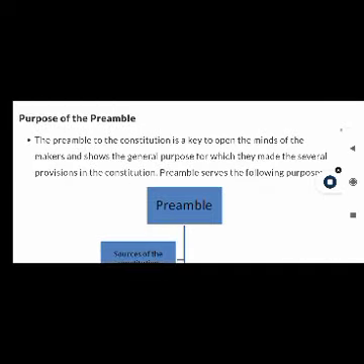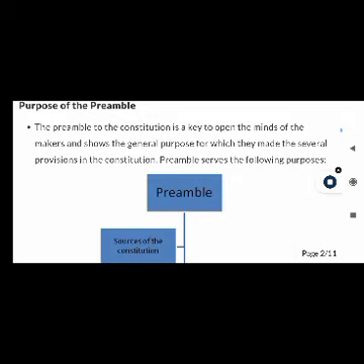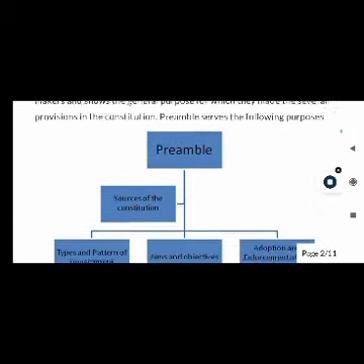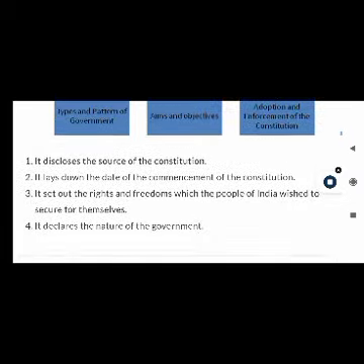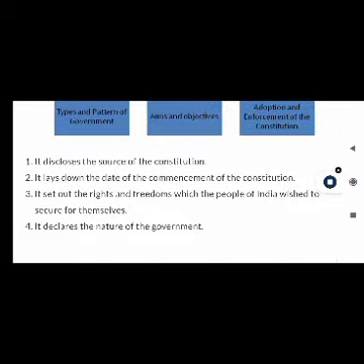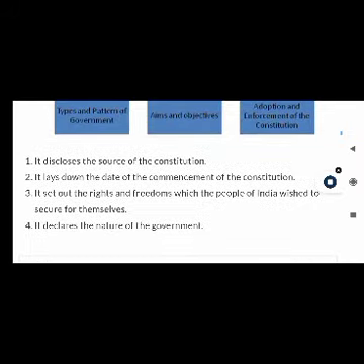Purpose of the preamble. The preamble to the Constitution is a key to open the minds of the makers and shows the general purpose for which they made the several provisions in the Constitution. Preamble serves the following purposes. It discloses the source of the Constitution. It lays down the date of the commencement of the Constitution. It sets out the rights and freedoms which the people of India wished to secure for themselves. It declares the nature of the government.